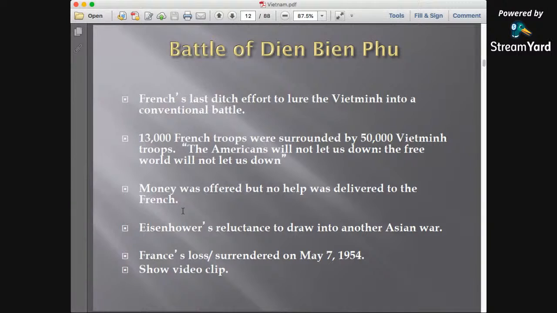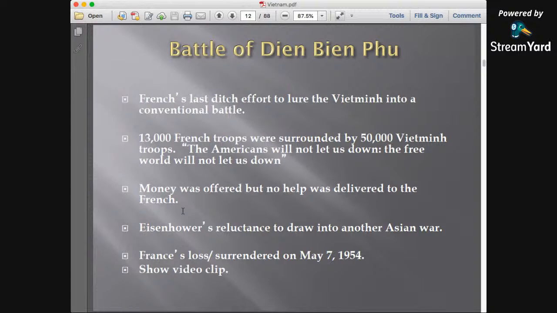The Americans will not let us down. The free world will not let us down is kind of what they're stating. But again, we offered money, but we were not going to offer military help within this venture. Eisenhower's reluctance to draw us into another Asian war was a huge reason that this happened. Okay, so it's important to look at that.